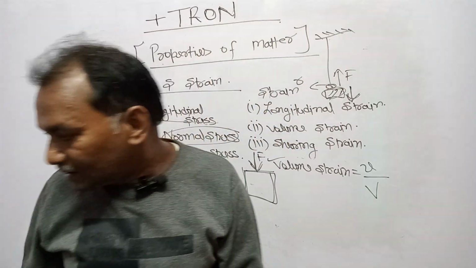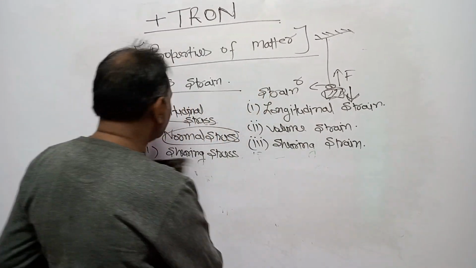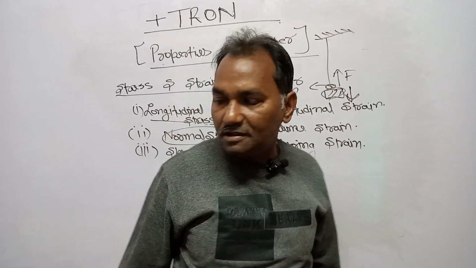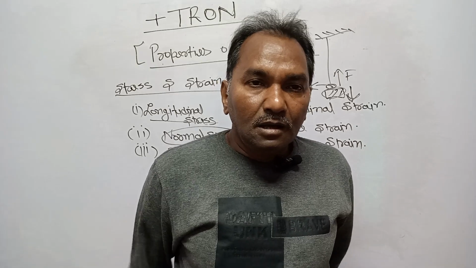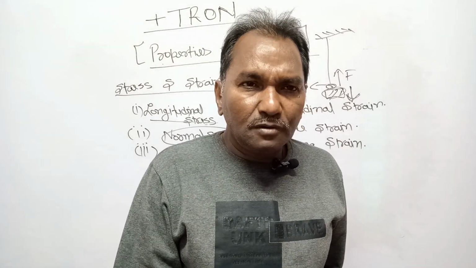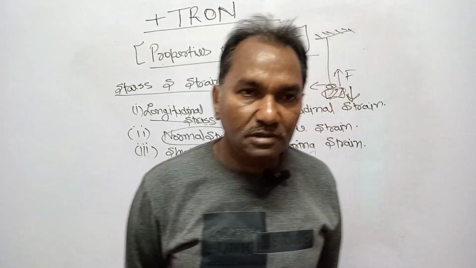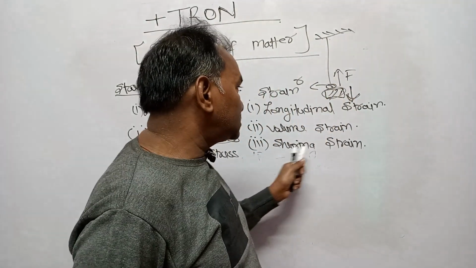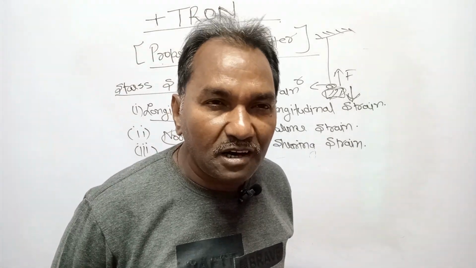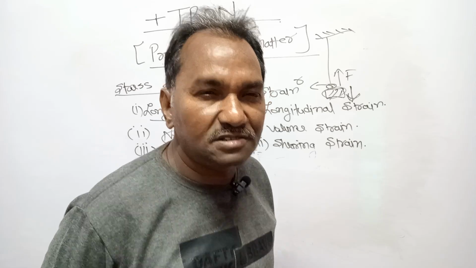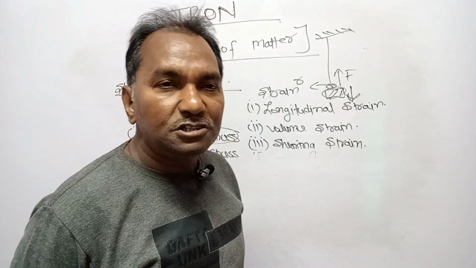Now, the third one, dear students. The two stresses and strains we have discussed. And the third one is shearing stress and shearing strain. Shearing strain is what? A force which changes the shape of the body is said to be the deforming force. The strain produced because of change in the shape of the body is said to be a shearing strain, and this shearing strain is produced by shearing stress.